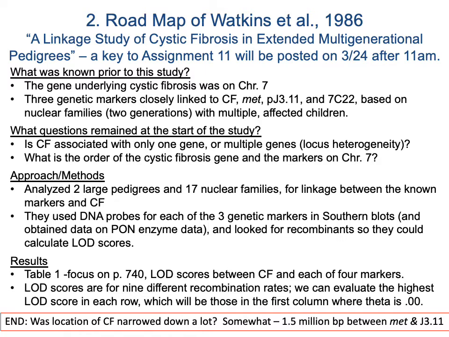By the end of this study, which was a fairly small study, was the location of cystic fibrosis narrowed down very much? Well, somewhat. They had narrowed it down at the end of the study to 1.5 million base pairs between the marker MET and J3.11. Okay, so now you can see why it took another 3 years before the gene was cloned, because 1.5 million base pairs is still a lot of the genome, a lot of chromosome 7 to sort through.